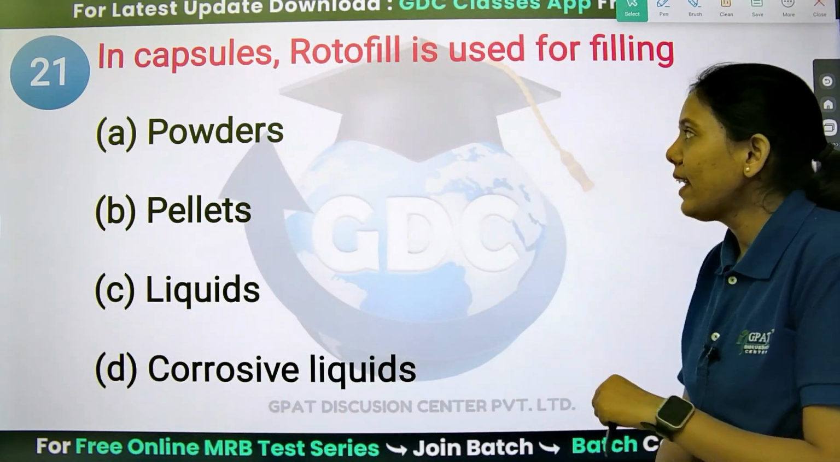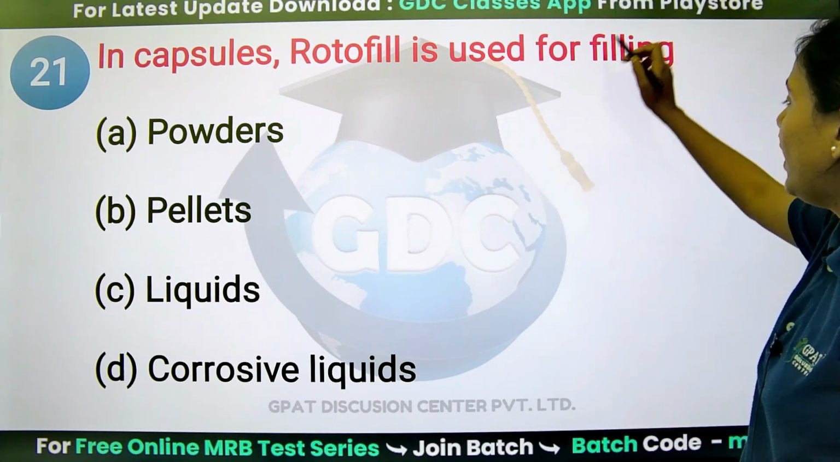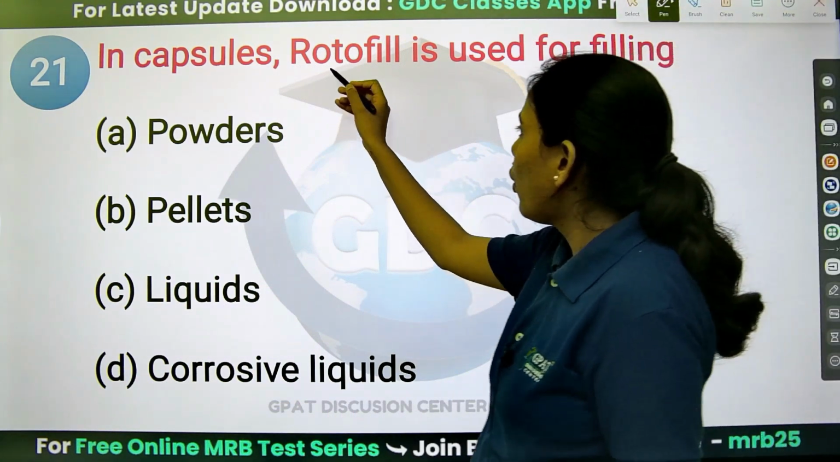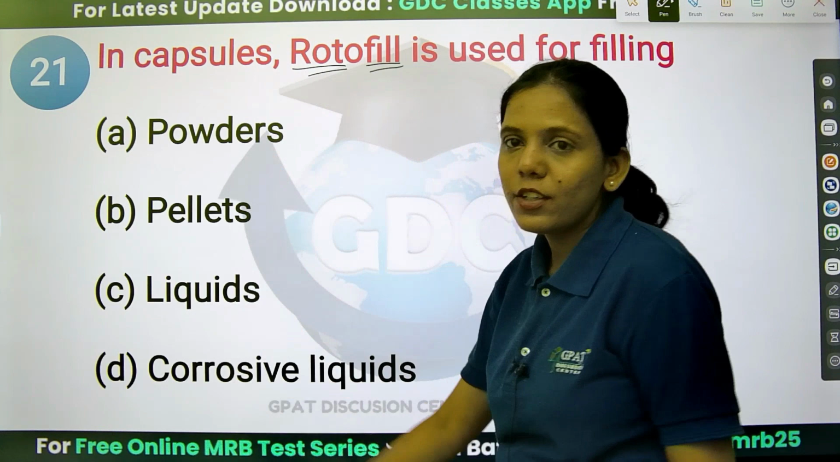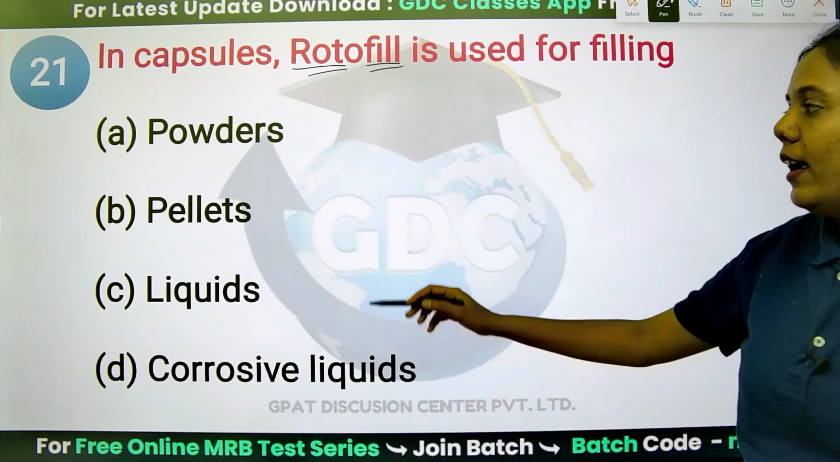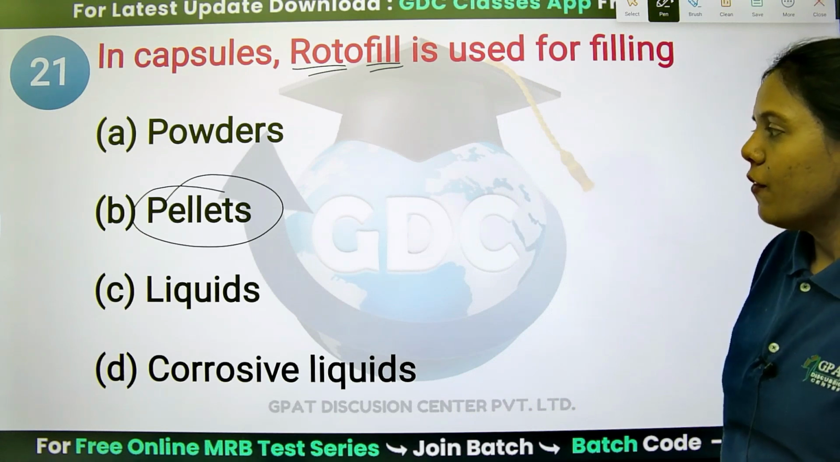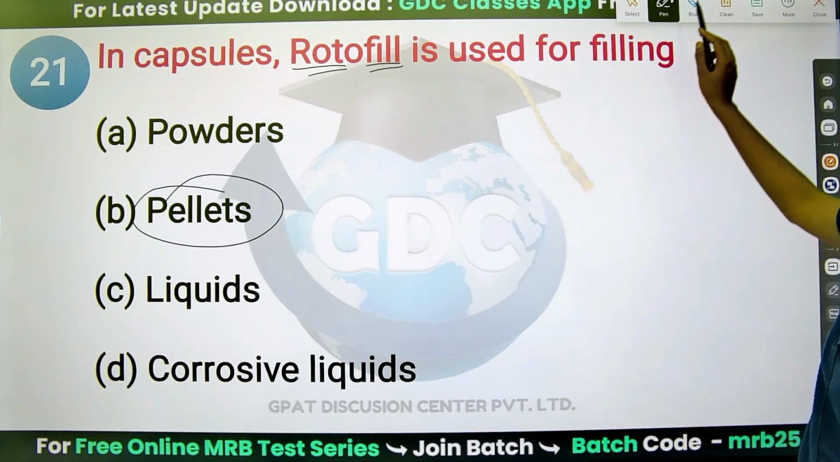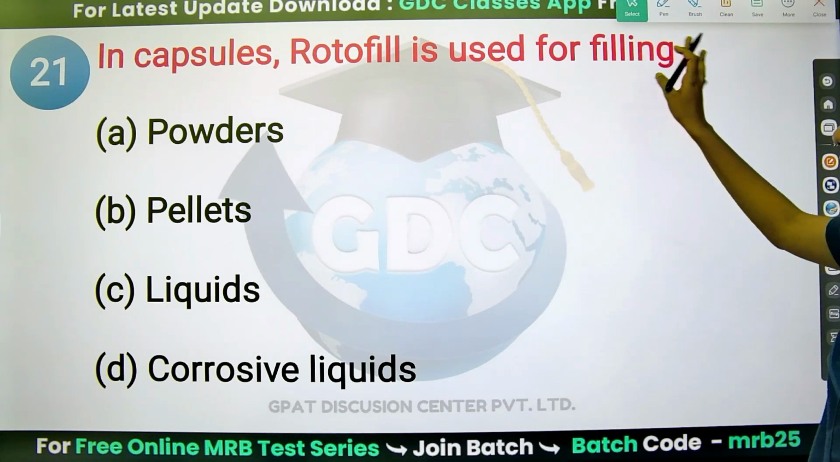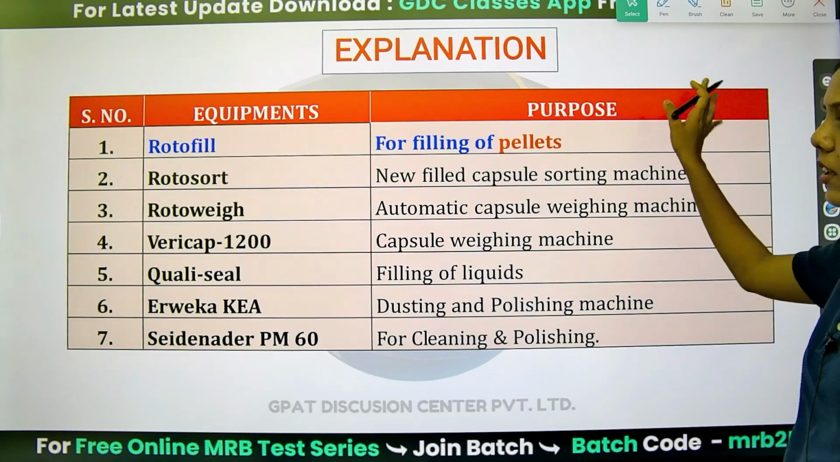In capsule, rotofill is used for filling what? First of all, roto and fill. Fill indicates it is used to fill something. What is that? It is used to fill pellets. First of all, remember it is used to fill the pellets. So we will see what the other things are. Option B is the right answer.